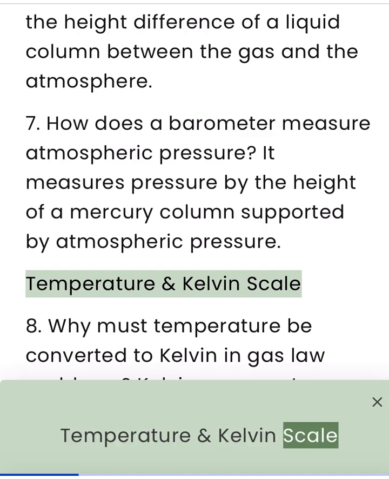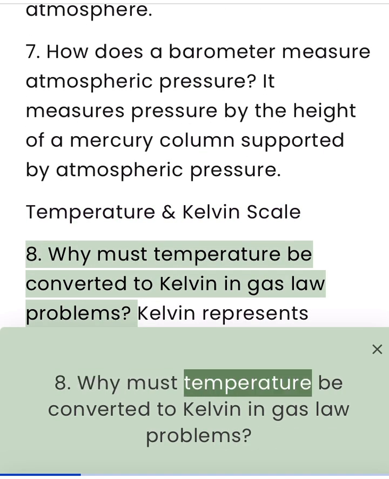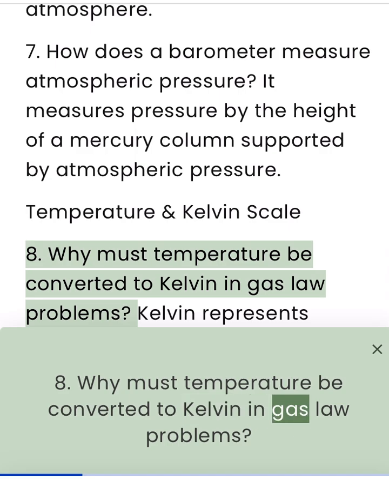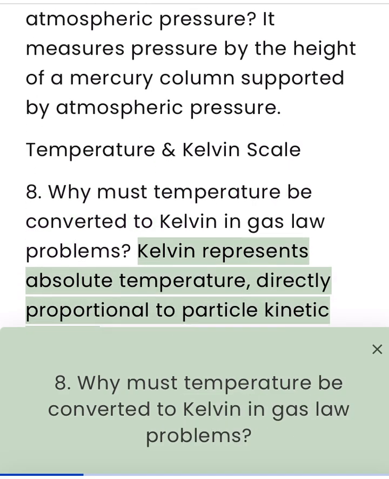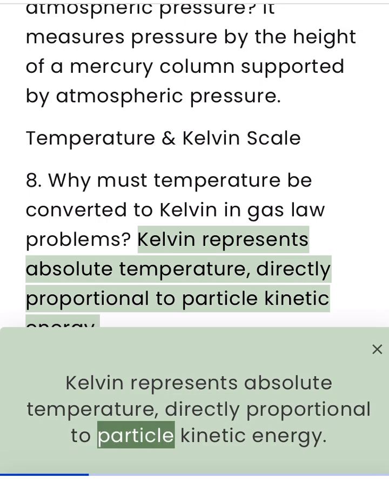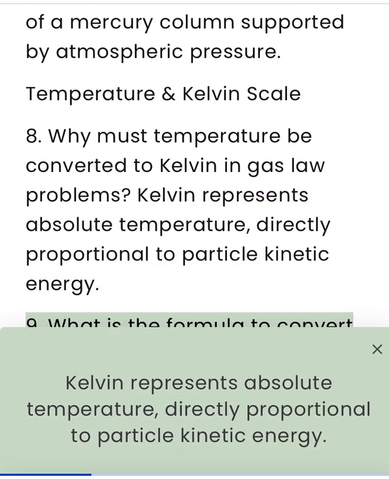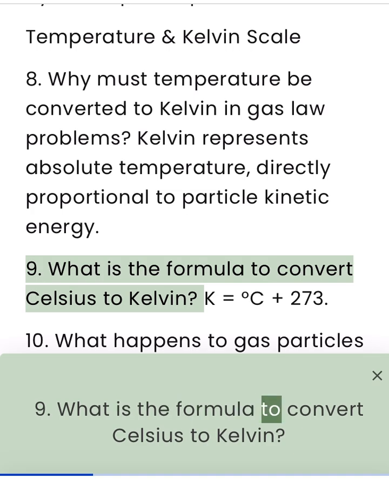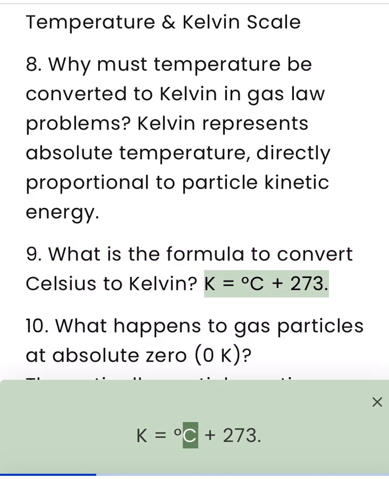Temperature and Kelvin scale. 8. Why must temperature be converted to Kelvin in gas law problems? Kelvin represents absolute temperature, directly proportional to particle kinetic energy. 9. What is the formula to convert Celsius to Kelvin? K equals degrees C plus 273.